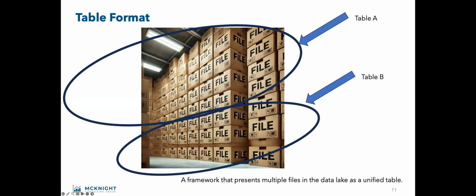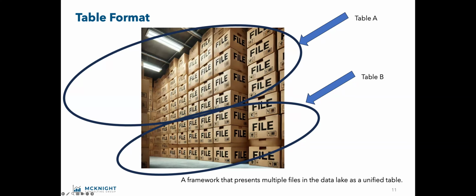And so we have a framework that presents multiple files in the data lake as a unified table. So these files belong to table A. These files belong to table B, and so on. The concept of the table format emerges from the need to consistently identify and manage well-defined data sets. Without a table format, you'd have to manually specify which files belong to a particular data set every time that you want to run analytics. So if you have 1,000 of these, you have to list all 1,000 files every time, which can lead to errors and obviously bad performance. A table format solves this problem.